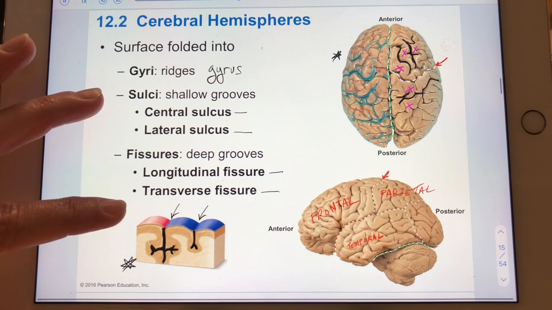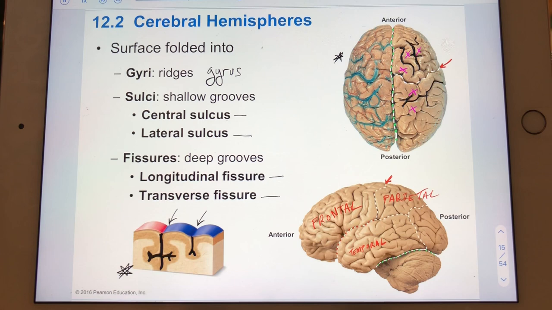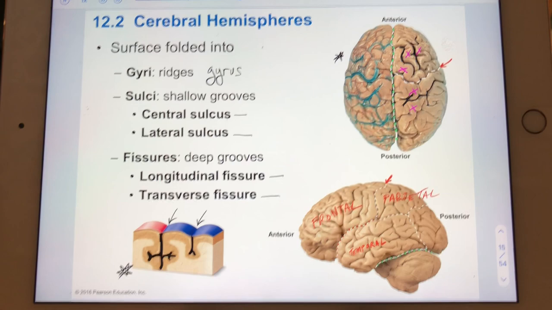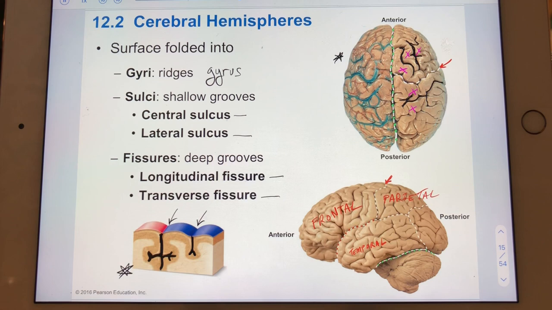Okay. Are there other fissures? Yes, definitely. Are there other sulci? Oh my gosh, yes. We're just getting the ball rolling, okay? And even though everybody has a central sulcus, a lateral sulcus, a longitudinal fissure, a transverse fissure, some of our grooves are not predictable. So you and I may have some slight differences in the folding of our cerebrums, and therefore it only makes sense for us as AMP students to study the folds that are predictable, that are the same from one person to the next.